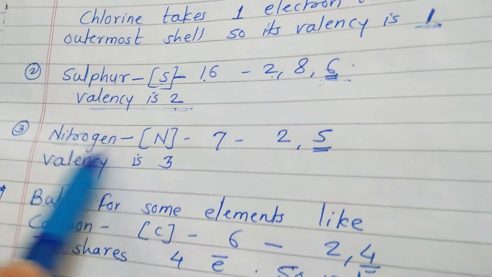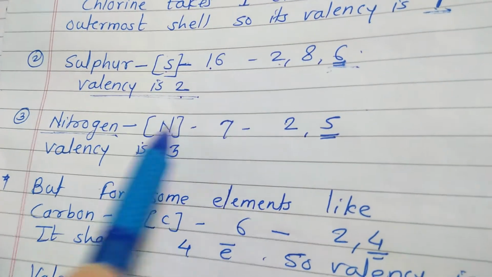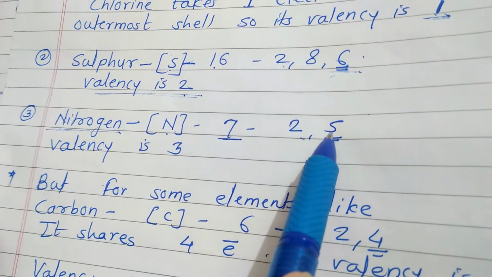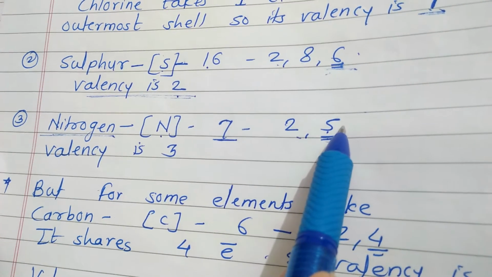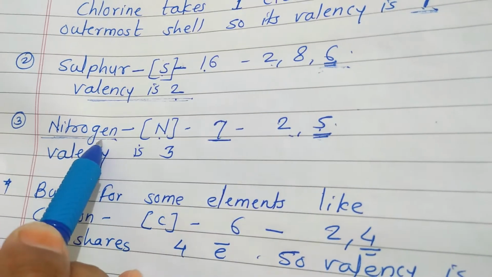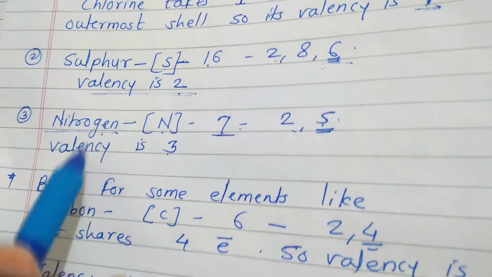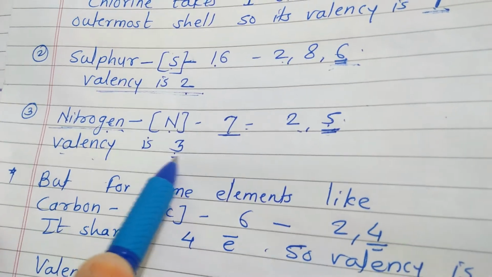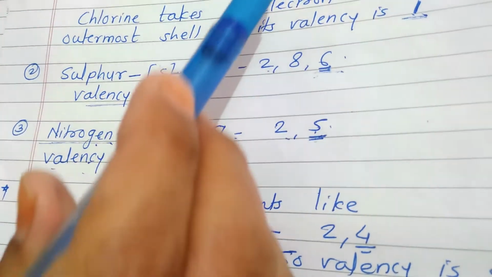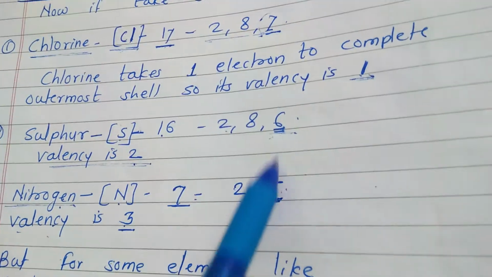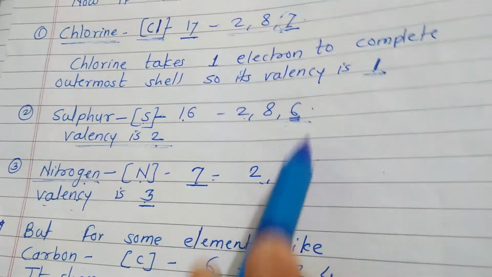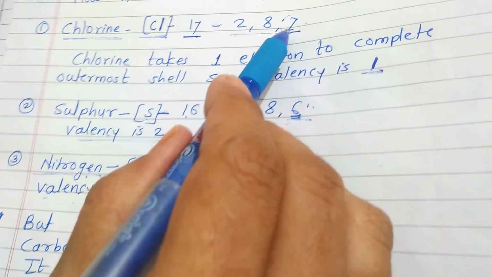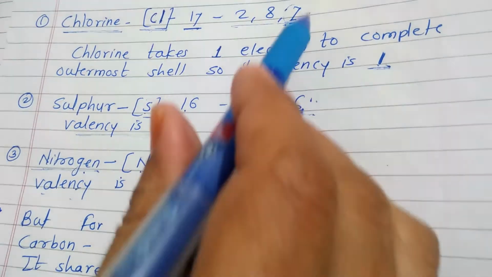It is so simple. Now if we take the nitrogen, capital N, atomic number 7, configuration 2, 5. How many electrons are here? 5. How many more needed? 3 are needed. So instead of giving 5, what will nitrogen do? Nitrogen will receive 3 electrons. As it receives 3 electrons, its valency is 3. So for these elements like chlorine, sulfur and nitrogen, those who have 5, 6, 7 electrons in the outermost shell, valency is the number of electrons taken. It takes 3 electrons, it takes 2 electrons, it takes 1 electron. So its valency is 3, 2, 1.